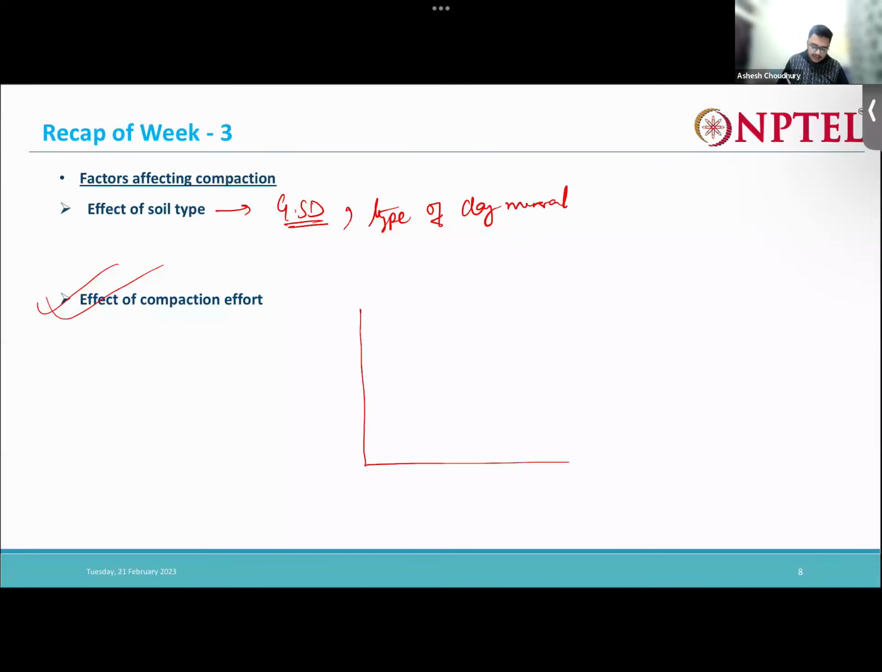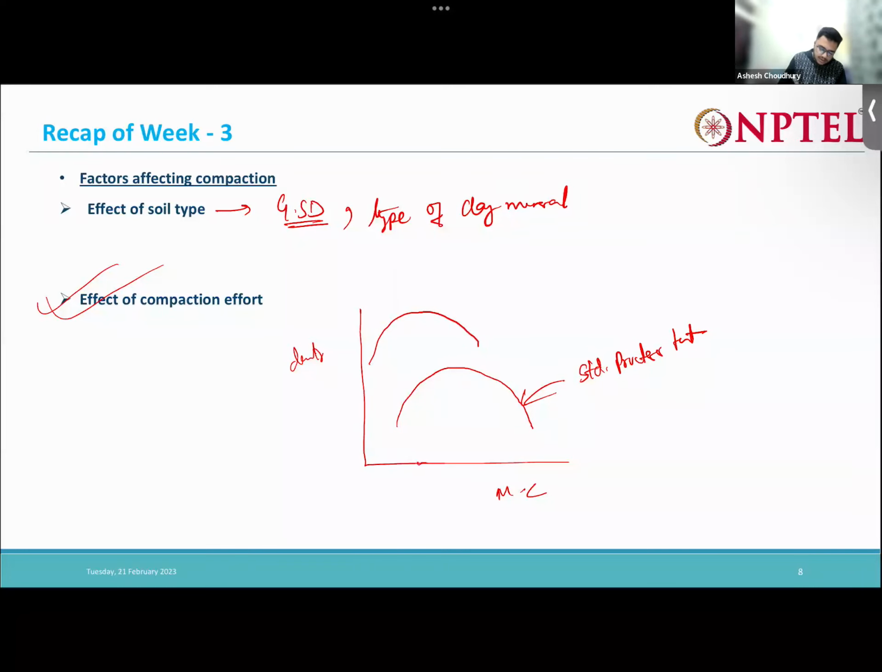So say this is my moisture content versus density curve. Okay, so if this is the curve obtained from the standard Proctor test, then what will happen for the heavy Proctor test, my curve will actually shift like this. So what happens is that the optimum moisture content reduces for the same soil. I'm speaking of the same soil. For the same soil, the moisture content will reduce and your dry density will actually be higher. Okay, so this is for heavy compaction.